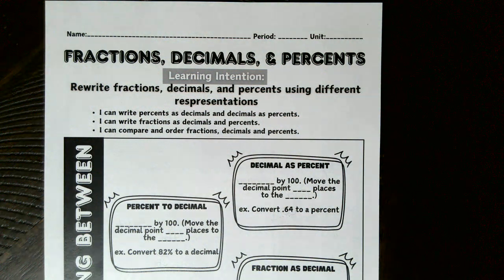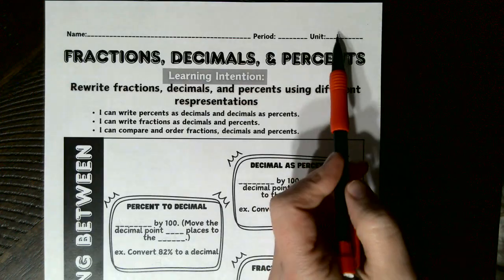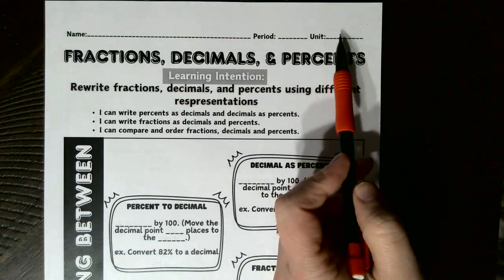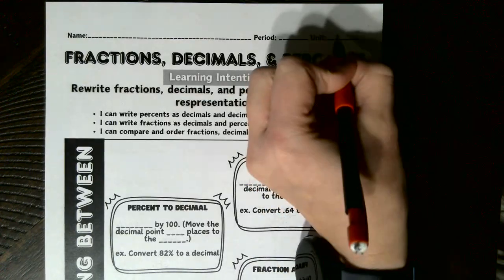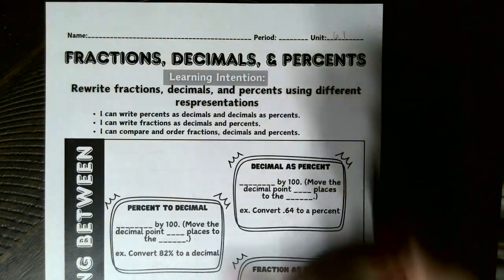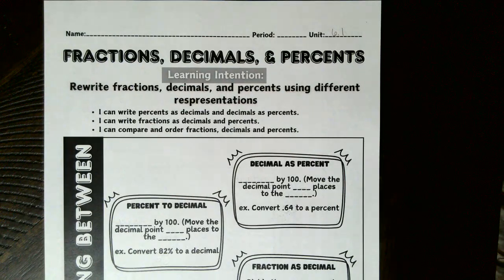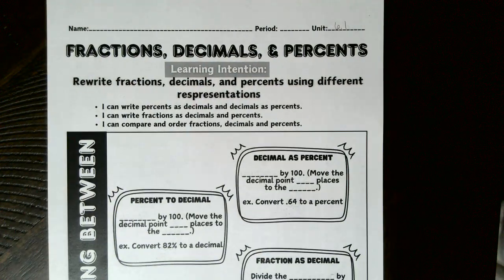We are starting into a new section, and this is Unit 6. So at the top here, go ahead and write 6.1, because that's the section you are in. You're at the very beginning. This section is on fractions, decimals, and percents.